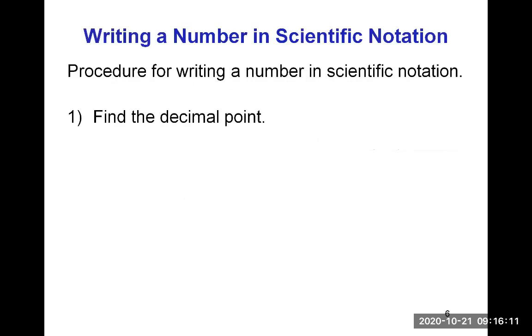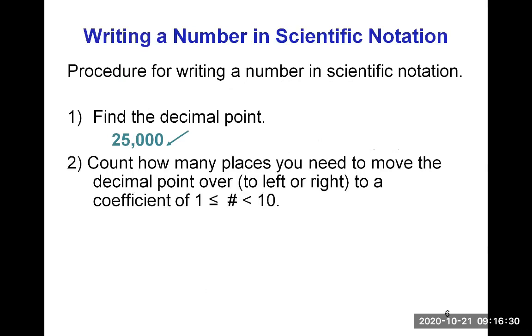So first you want to find the decimal point of your regular number. For example, if we have 25,000, the decimal point is not shown, it's implied to be to the right of the last zero here. It's only implied, but we know it's there. And then count how many places you need to move the decimal point over, to the left or to the right depending on your number, to find a coefficient that will be between 1 and 10, 10 not included.